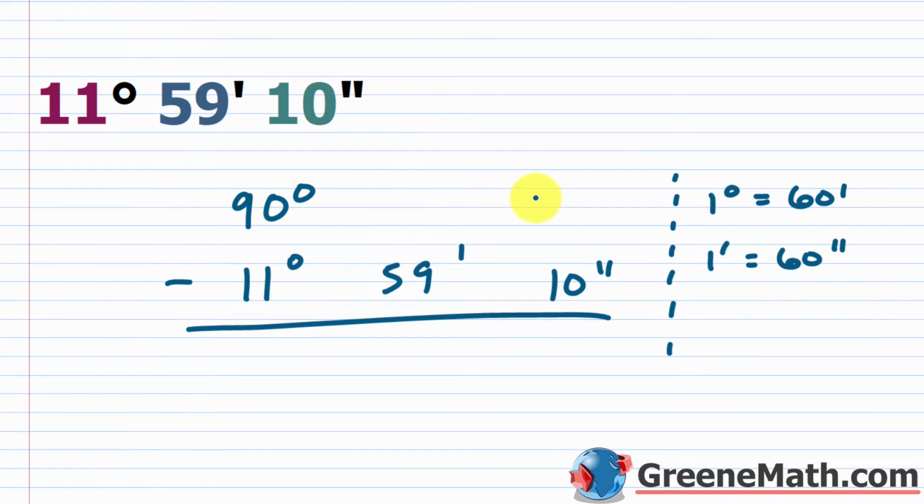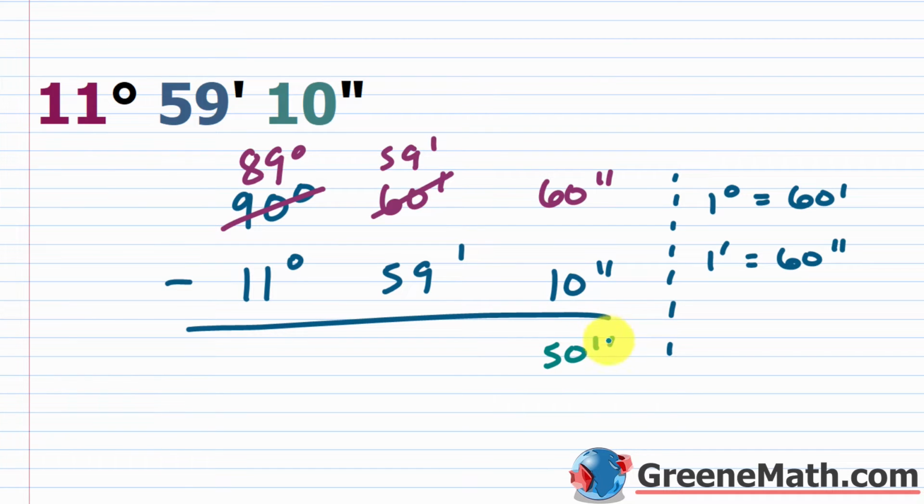Okay, over here, again, I'm just going to borrow and convert things. So I'm going to borrow here 1 degree, so this will be 89 degrees, and 1 degree is 60 minutes. So I'm just going to put this as 60 minutes here. And again, I need to borrow, so when I borrow 1 minute, I'll say this is 59 minutes now, and basically that 1 minute that I borrowed away, that's going to be 60 seconds, so let's put this as 60 seconds.